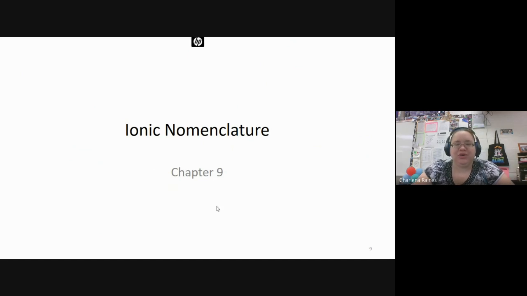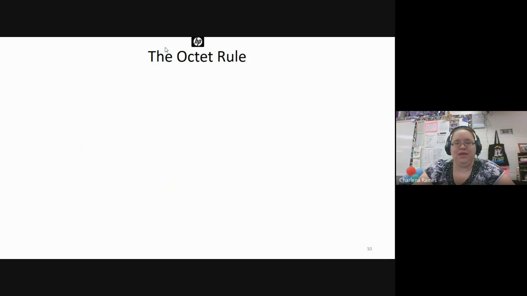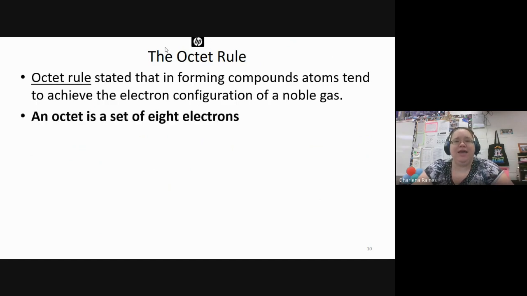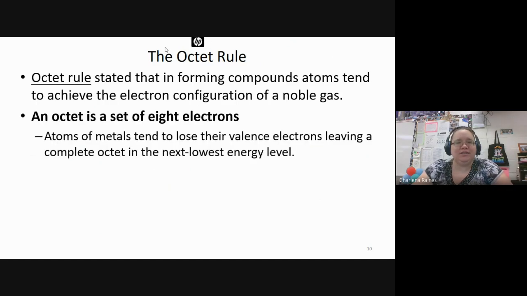Like I said a minute ago, we're going to start with ionic nomenclature. And ionic nomenclature is a metal bonded with a nonmetal. And the thing about elements is that they gain or lose electrons to achieve that octet. Well, with an ionic compound, they form those ions, that positive charge and that negative charge. And those ions are attracted to each other.